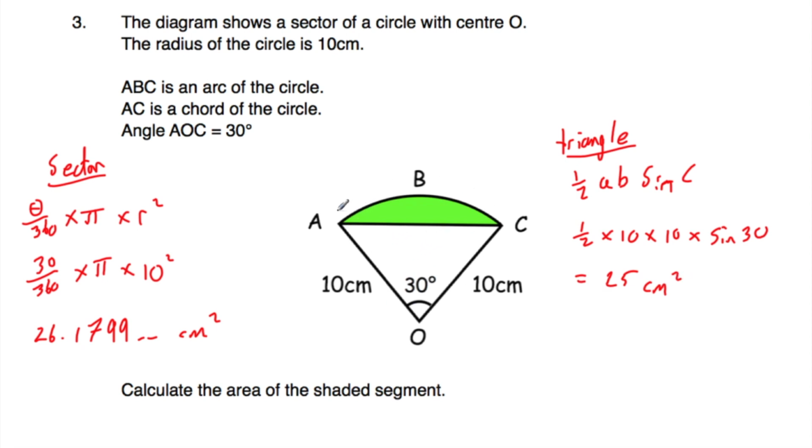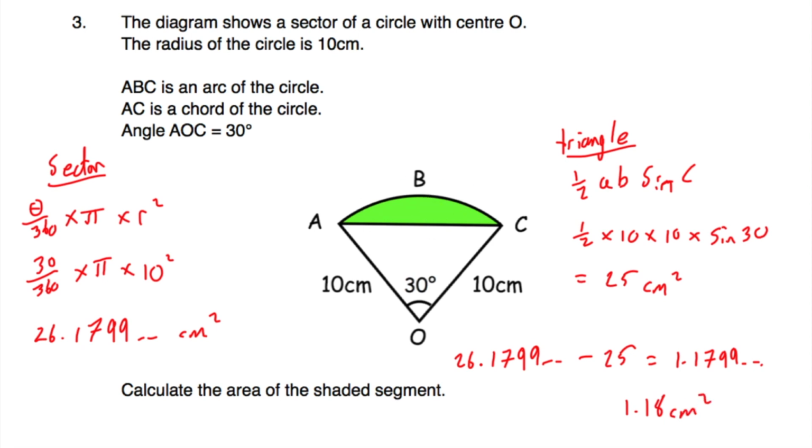So we've now got the area of the sector, which is 26.1799 and so on. So that's the area of the whole thing. We know the area of this white region, this triangle, is 25 centimeters squared. So if we take the area of the triangle away from the whole thing, that'll tell us the area of this green region. So let's do that. 26.1799 and so on, take away 25 is equal to 1.1799 and so on. So that means the area of this segment is equal to 1.1799 and so on centimeters squared. Well, let's round it to two decimal places, so that'll be 1.18 centimeters squared. And that's the area of this shaded segment.